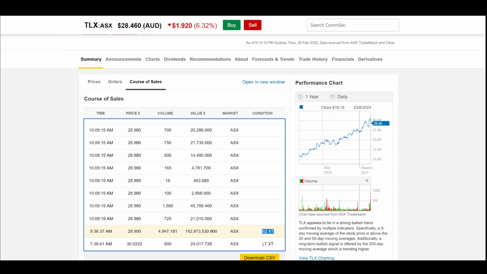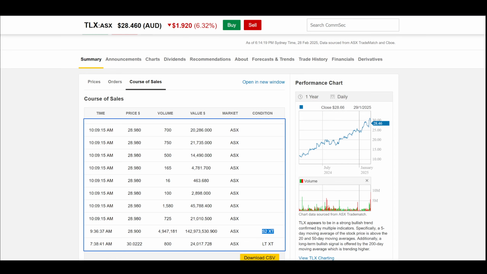ASX has a reporting system through the S3 trading platform or the S2 trading platform. I don't really know the difference between the S2 and S3. I know one is off market and one is on market. I'm not too aware of the significance there.